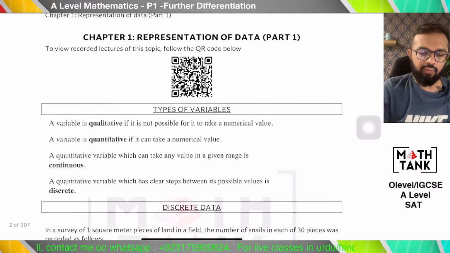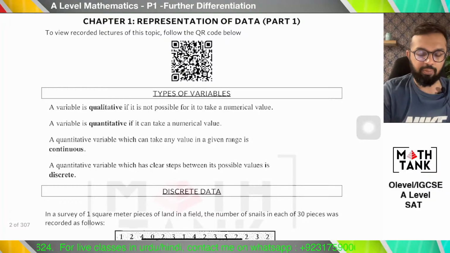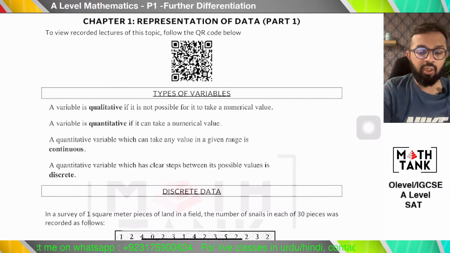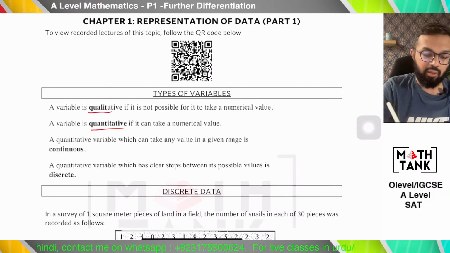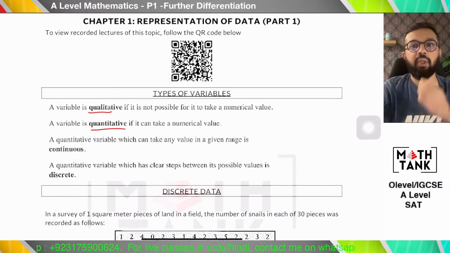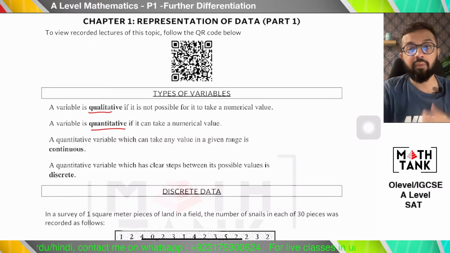So the first thing that we talk about here is that a variable is qualitative if it is not possible for it to take numerical values. A variable is quantitative if it can take numerical values. This simply means that you have two types of variables, qualitative and quantitative. When you have qualitative variables, let's say I go into my class and I ask you what your favorite color is. You can say red, yellow, green, blue, whatever the color may be. So the data that I will have will be qualitative data. It is going to be based on a quality variable, a variable that defines a quality.